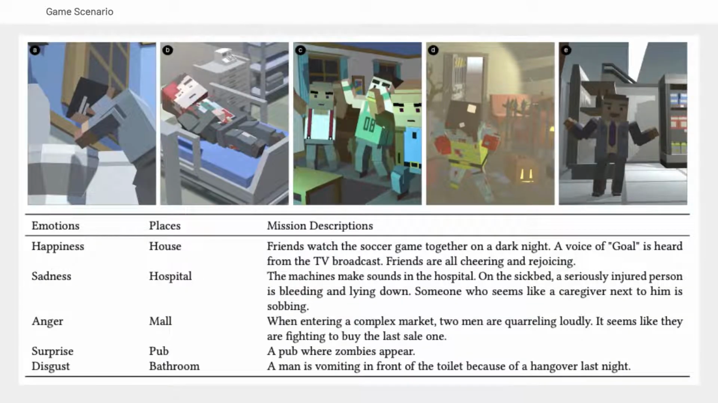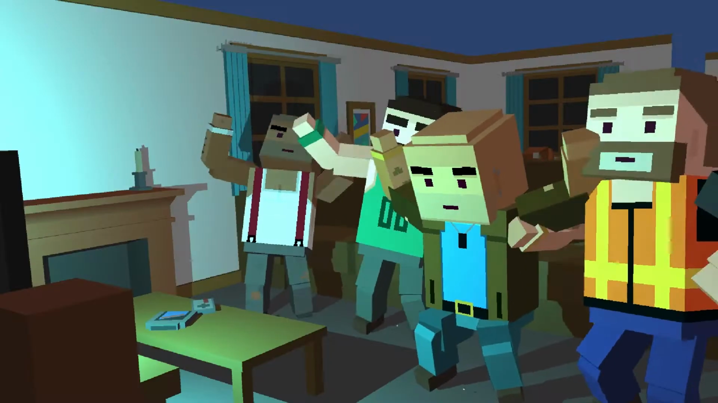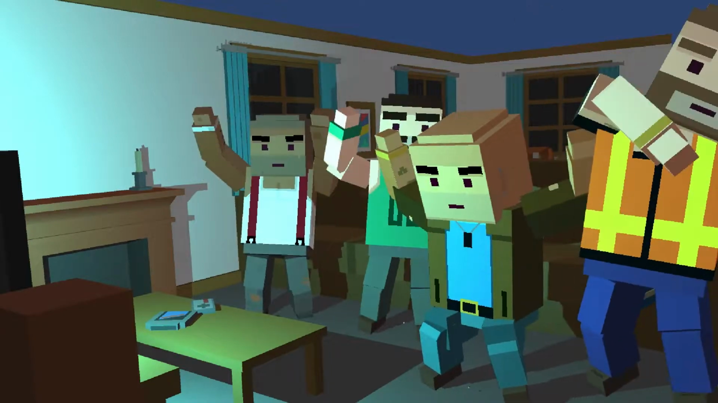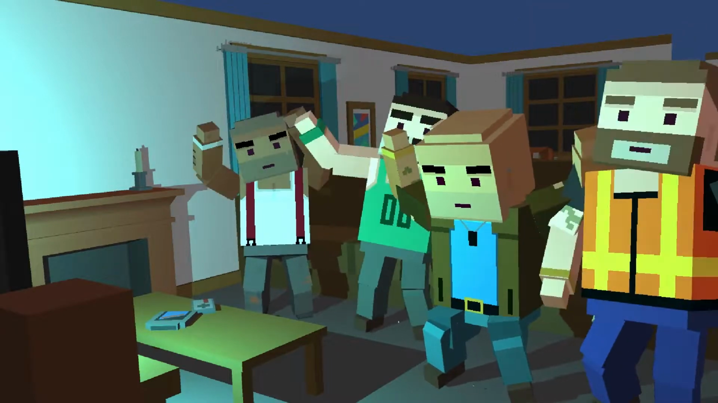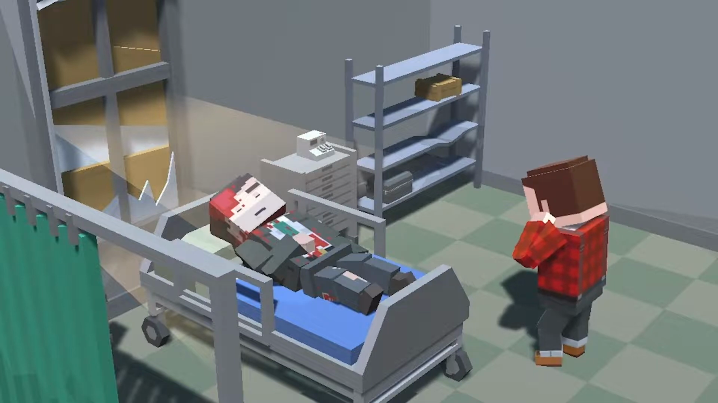Based on 5 basic human emotions, we have 5 different situations: happiness, sadness, anger, surprise, and disgust. Context is given with emphasis through nonverbal cues like voices and gestures. For instance, the joy of cheering with friends is expressed with sound effects and cheering actions. Likewise, the sadness of the pain of loss is expressed with sobering sound effects and actions.